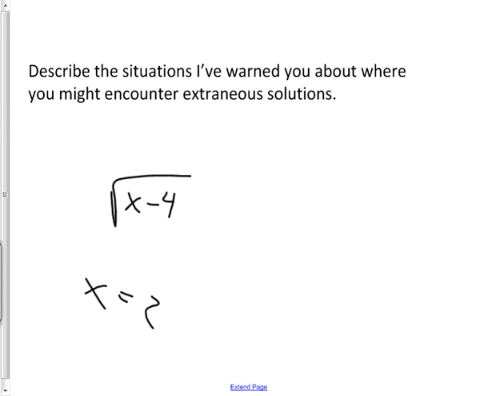X equals 2. It's an answer I came up with, and then I got to throw it out. Because why? Because when you actually stick it in, you'll end up with a negative on the square root. So watch out for square roots and extraneous solutions.